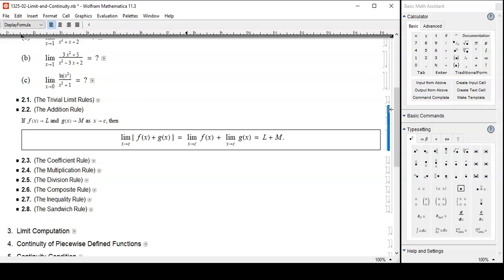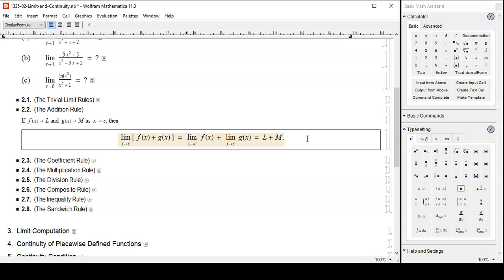The addition rule. Limit of sum is sum of the limits, so that you can plug in the numbers. Of course, if the limits exist. If any of those limits does not exist, then you cannot say that. For instance, if this limit does not exist, then this expression is meaningless, and that limit does not exist, so everything goes moot. If the limits exist, then I can plug in.